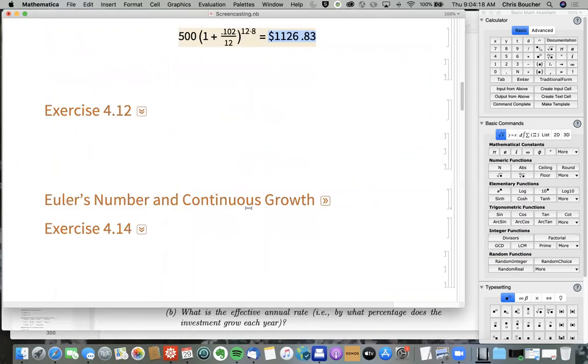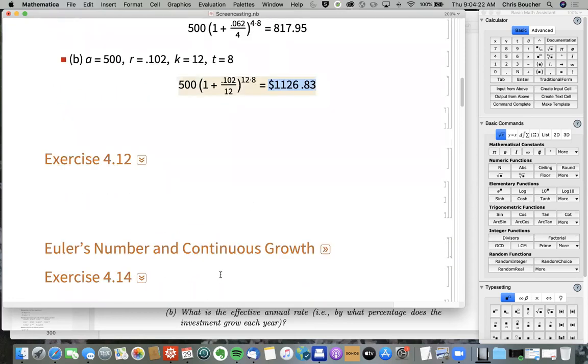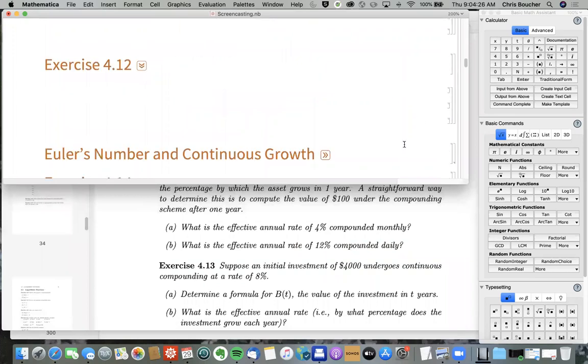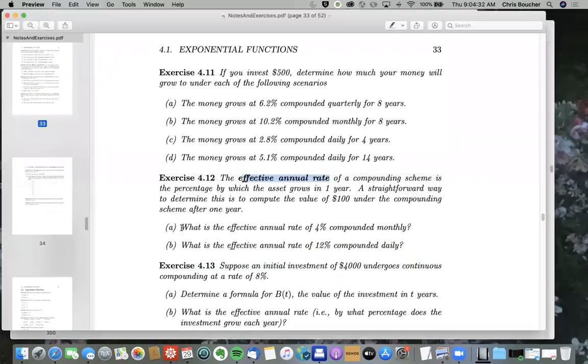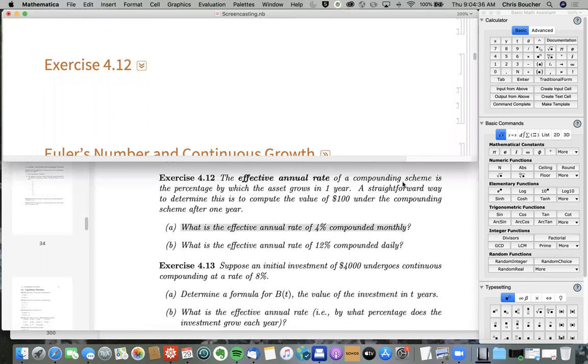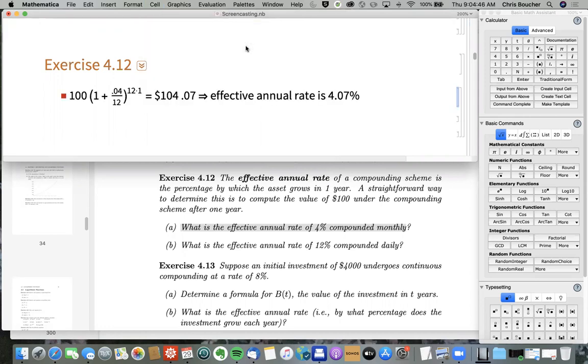Let's see, is that the plan? Yeah, maybe we'll do one more. Okay, in any event, let's do this. Let's pull this up a little so we can see the problem below it, right? Okay, so I want to know, we can just focus on the question here, what's the effective annual rate of 4% compounded monthly? So the trick that I introduced in the previous screencast is to take $100 and invest it in the scheme for 1 year and see what happens, right?